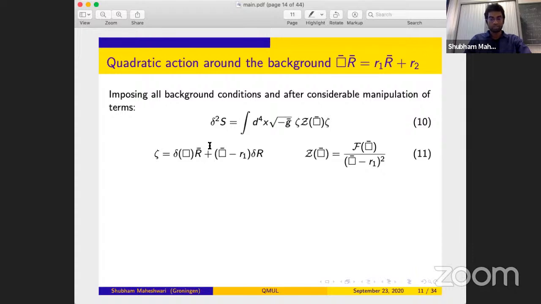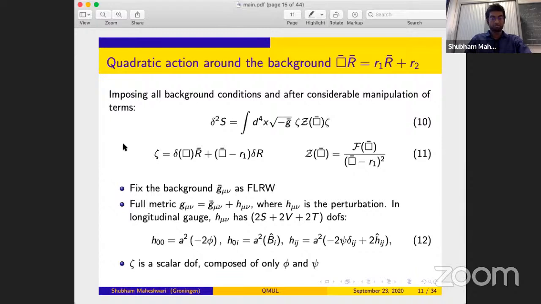So if you want to see more clearly what the degrees of freedom are in this theory, then you need to fix the background. So I fixed the background as FRW. In this case, if G bar is FRW and H mu describes perturbations, then you can use standard 1+3 cosmological perturbation theory, where you can decompose your H mu in terms of scalar, vector and tensor degrees of freedom. After gauge fixing, in the longitudinal or the Newtonian gauge, you will have two scalars, two vectors, and two tensor degrees of freedom, which are given over here.